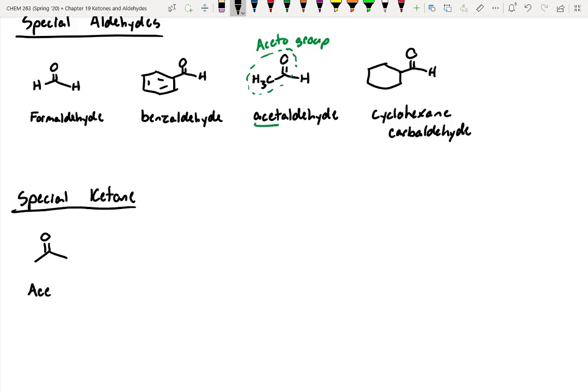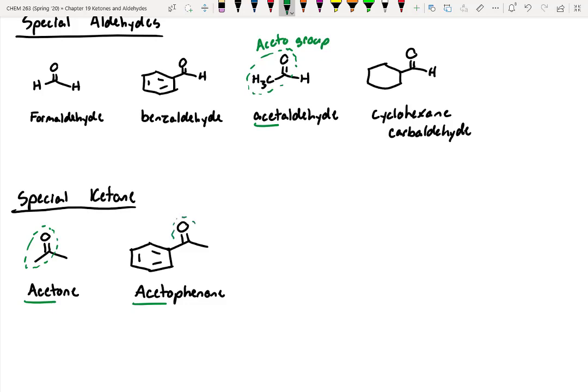So, acetone. And again, it has this aceto prefix because it's got this group on one side over here. So you may notice that prefix getting used a lot in biochemistry and chemistry. The other one that's pretty common is this one, which is acetophenone. And again, you can tell it's got this prefix because it's got this methyl ketone group coming off of one side.